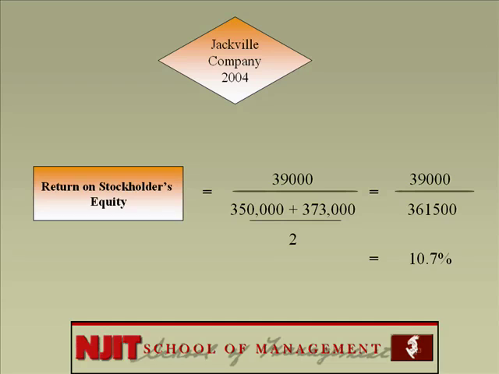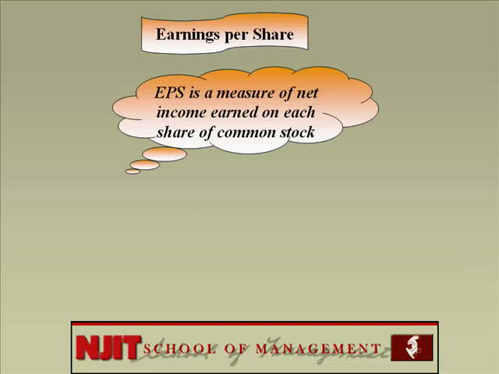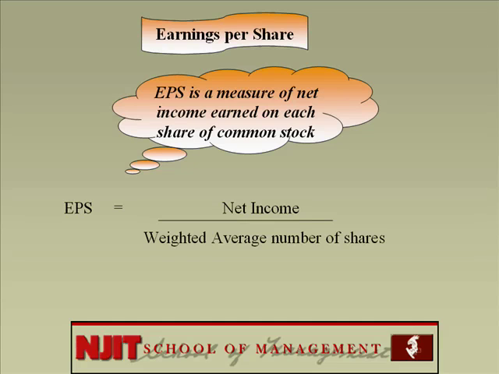Do you have a good handle on this first ratio? If so, let's move on. Our next ratio is earnings per share. Earnings per share is a measure of the net income earned on each share of common stock. It's computed by dividing net income by the weighted average number of shares. Here's the formula in front of you.